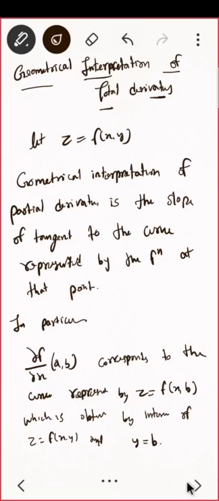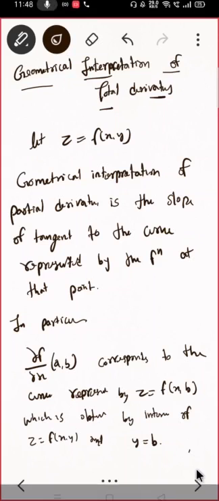And so what do we say? That is, dou f by dou x at (a, b) represents the slope of the tangent to this curve at x equal to a. Correct, with respect to x if you are doing.